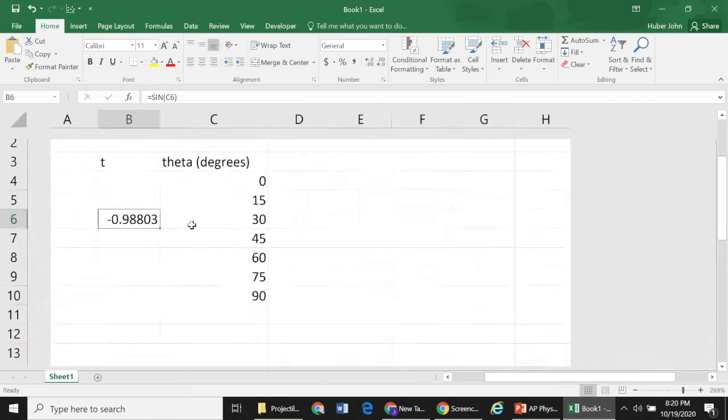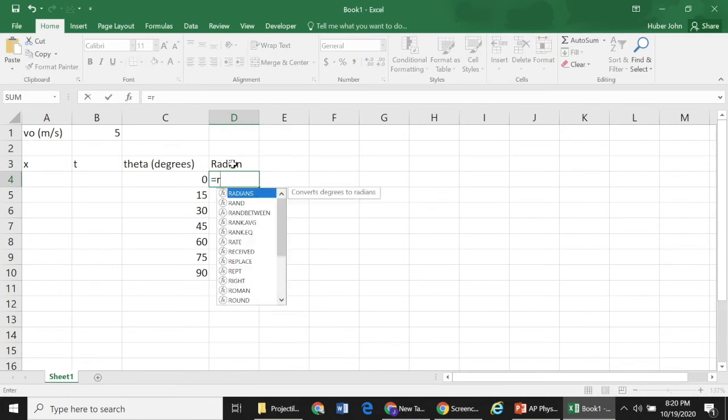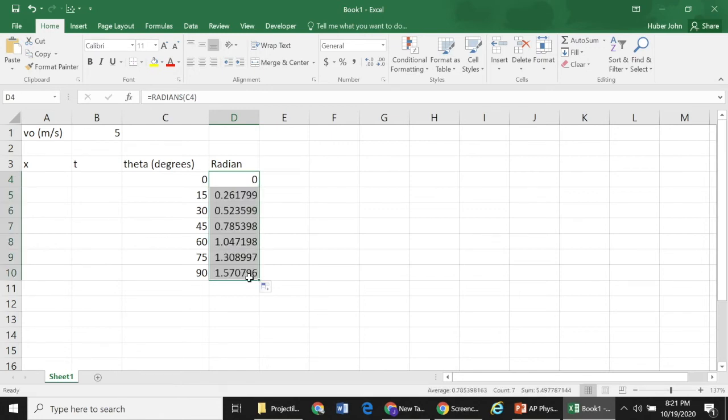I hope you guessed it. Excel uses angles in radians because they're annoying. But what they do have, which is pretty sweet, is a radian function, which converts degrees to radians. All I have to do is that, drag it down, and now I have all my angles in radians.